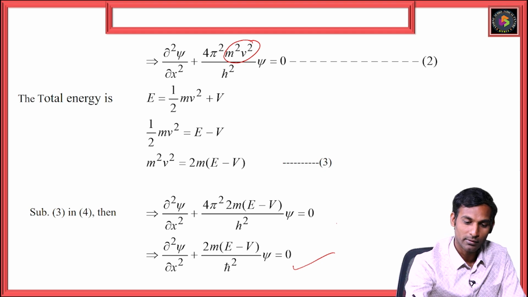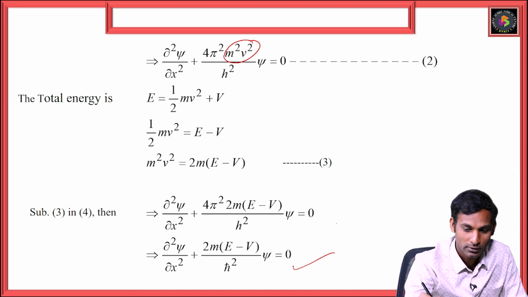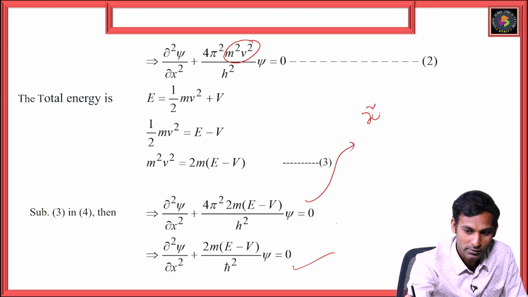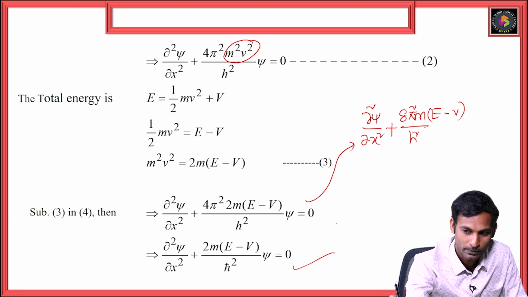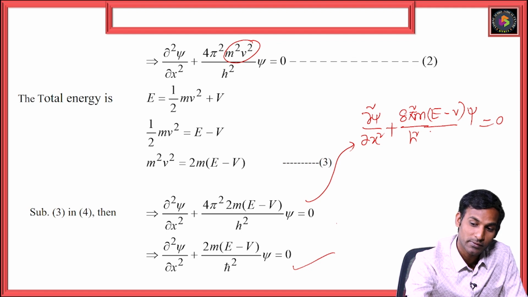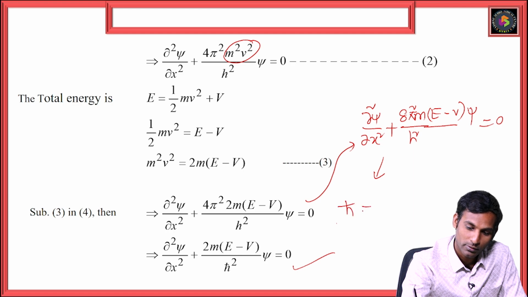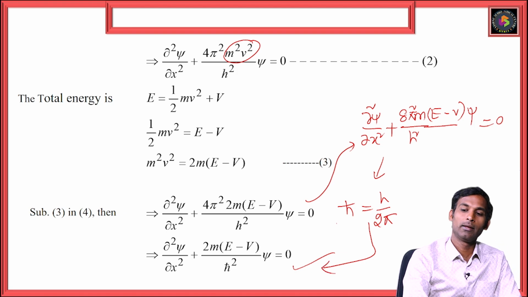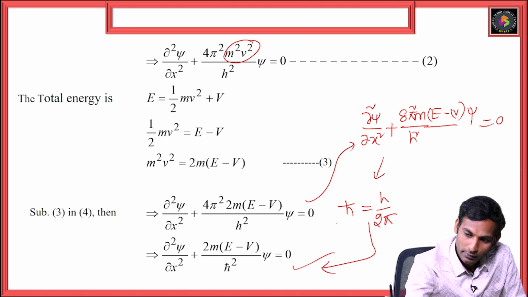We can also write the equation in one more form: dou square psi by dou x square plus 8 pi square m by h square, (E minus V) psi is equal to 0. After this equation, we substitute h bar is equal to h by 2 pi, and we will get this equation. In this equation, V is important. V is the potential energy.